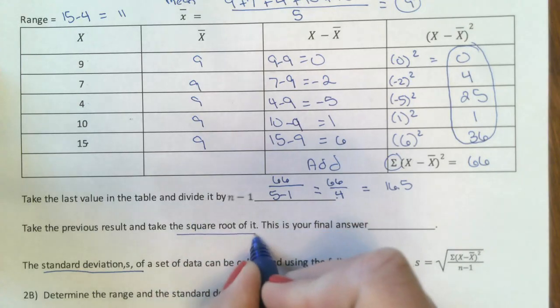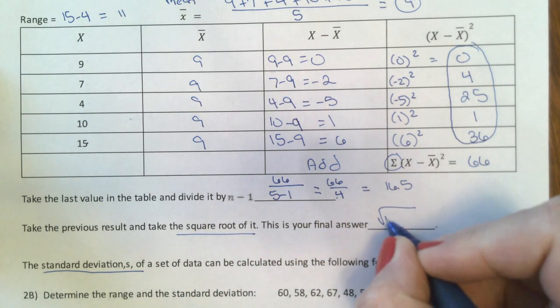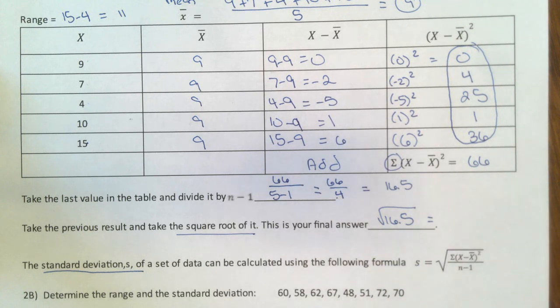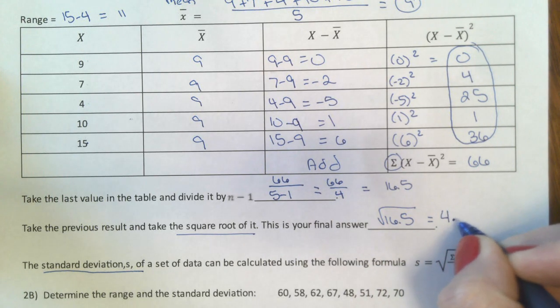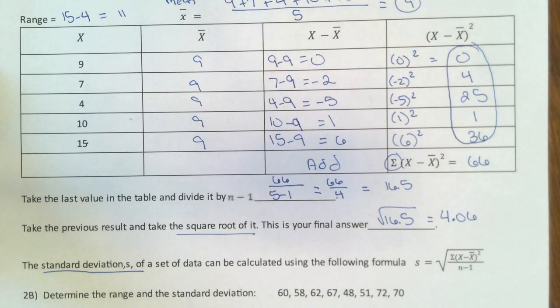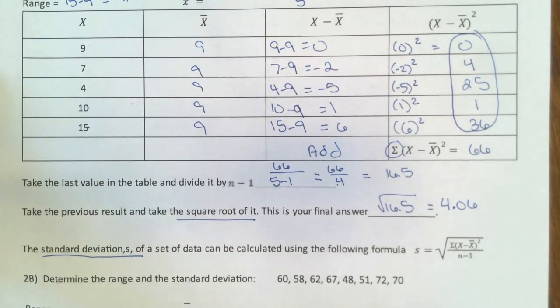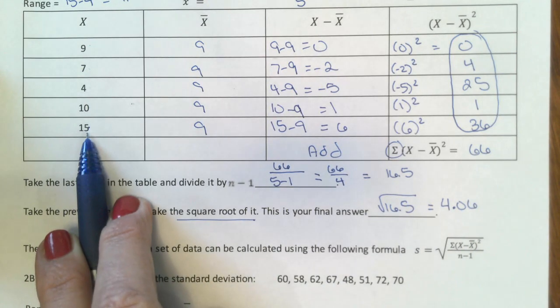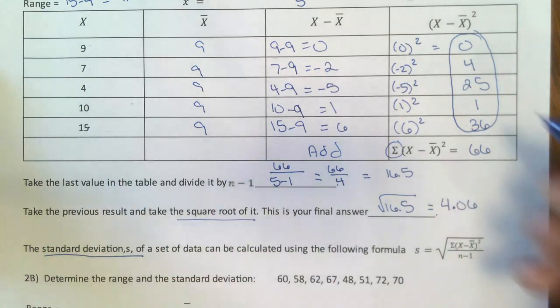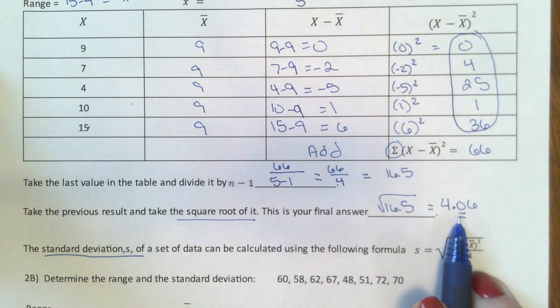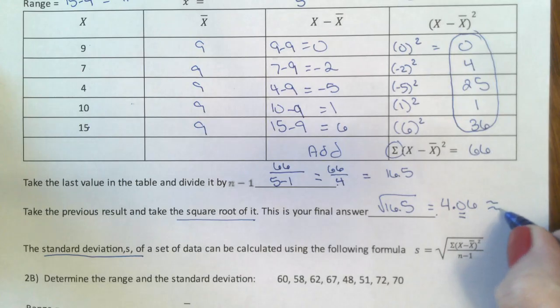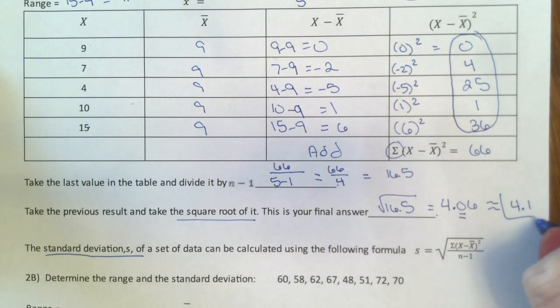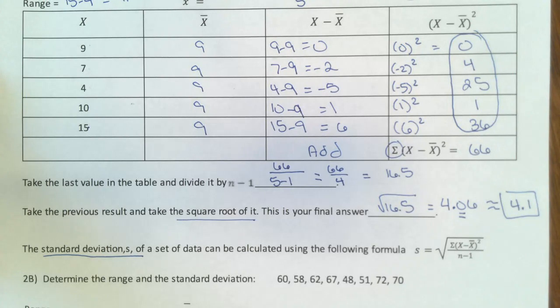It says now take the square root of it. So I'm taking the square root of 16.5, and I get 4.06. When I'm looking at the instructions on the homework, it keeps saying to have this answer be 1 decimal point more than the data points that you're given. All of these are whole numbers, so that basically means I need to round this to the nearest tenth. And so I'm going to go with 4.1 for my final answer on that one.